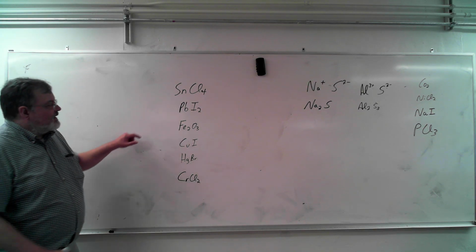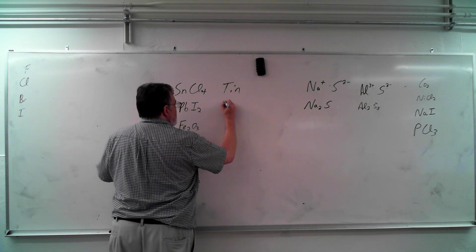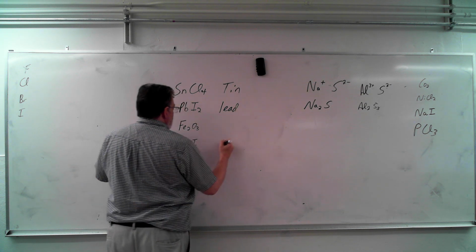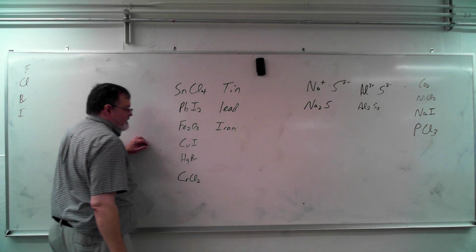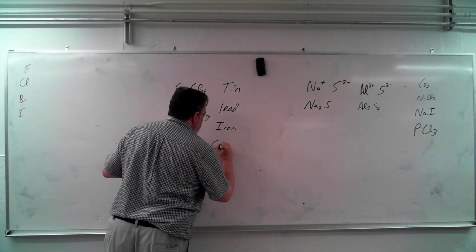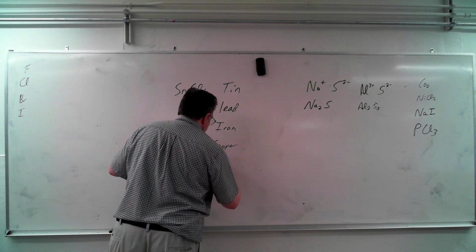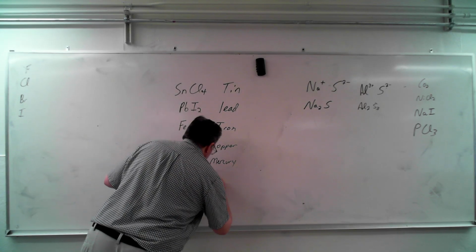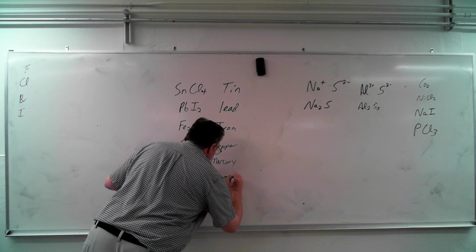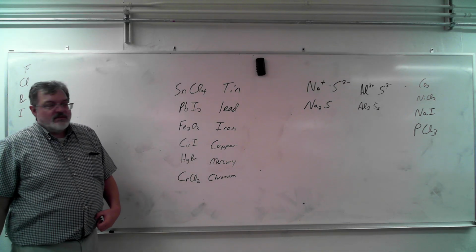But this is Sn, tin. Pb is lead. Fe is iron. Cu is copper. Hg is mercury. Cr is chromium. So you know you need at least that much to name these.